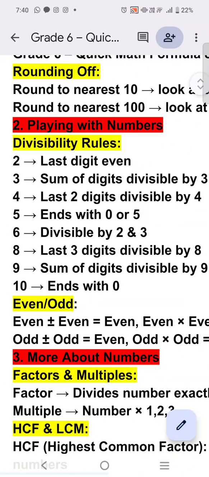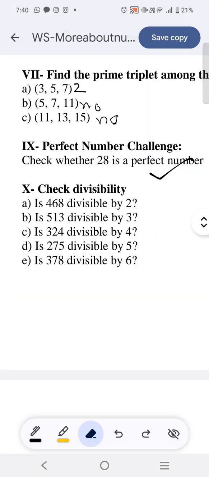First of all, 2 needs the last digit as even. 3 needs the sum of the digits divisible by 3. So I'll show you this. So here it's 5 plus 1 plus 3.